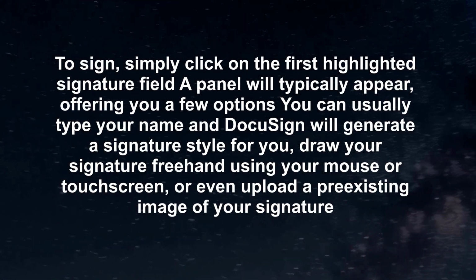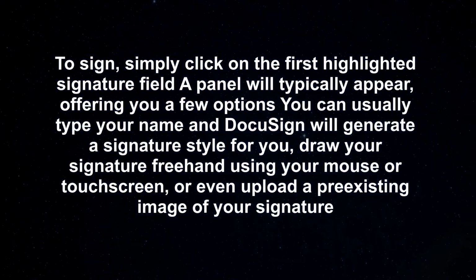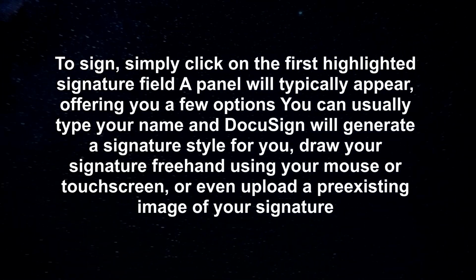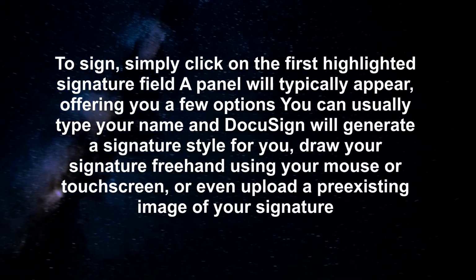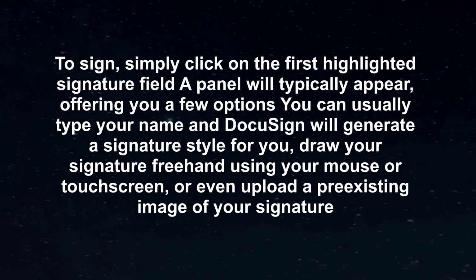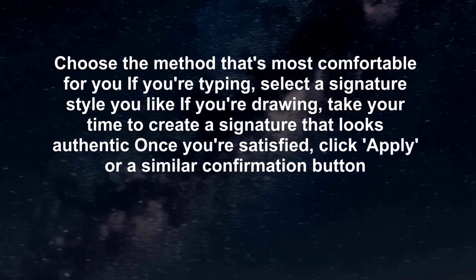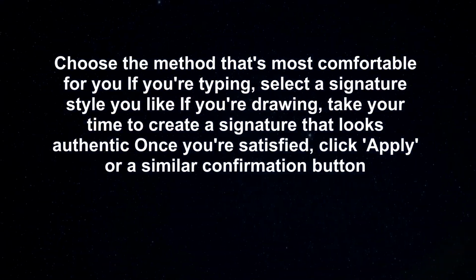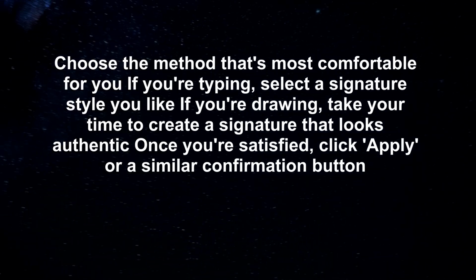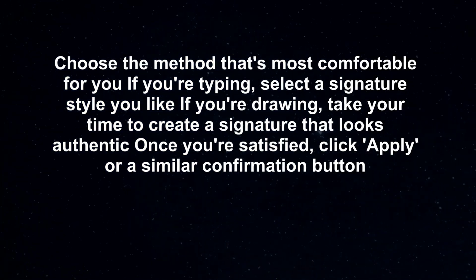A panel will typically appear, offering you a few options. You can usually type your name, and Docusign will generate a signature style for you. Draw your signature freehand using your mouse or touchscreen, or even upload a pre-existing image of your signature. Choose the method that's most comfortable for you. If you're typing, select a signature style you like. If you're drawing, take your time to create a signature that looks authentic. Once you're satisfied, click Apply or a similar confirmation button.